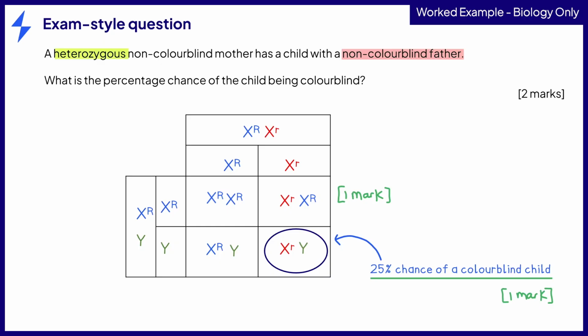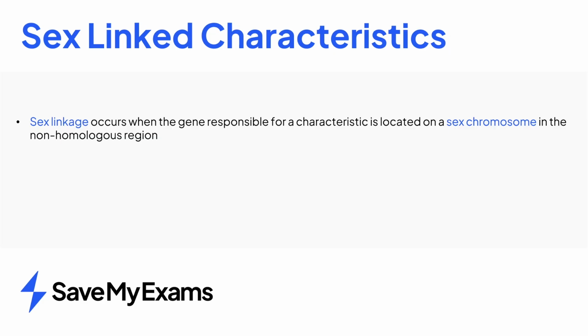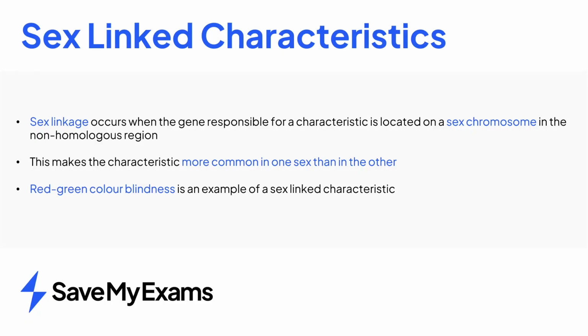It is useful to take note here of why color blindness is much more common in males than females. In summary, sex linkage occurs when the gene responsible for a characteristic is located on a sex chromosome in the non-homologous region. This makes the characteristic more common in one sex than the other. Red-green colour blindness is an example of a sex-linked characteristic.